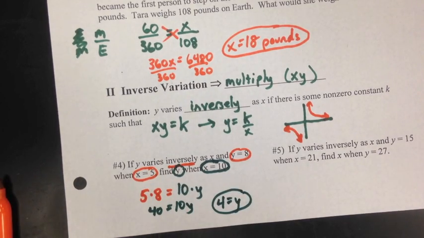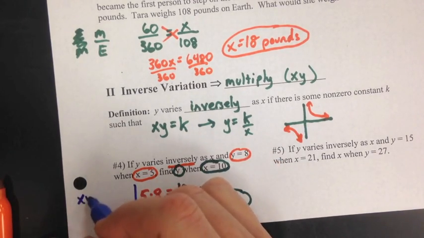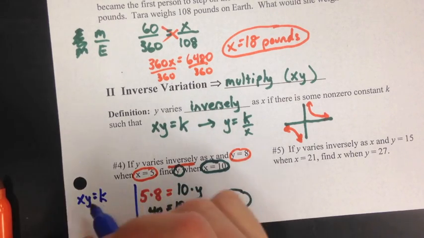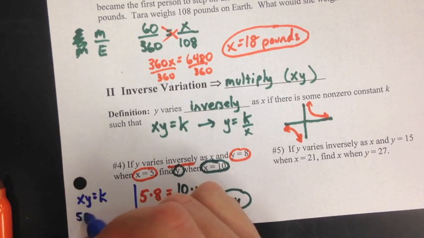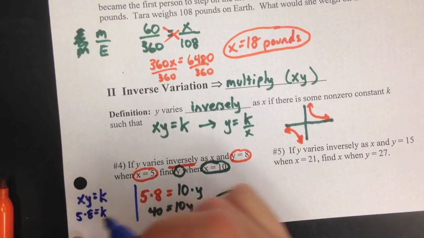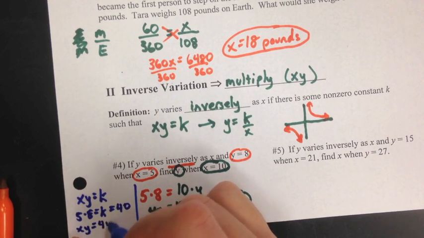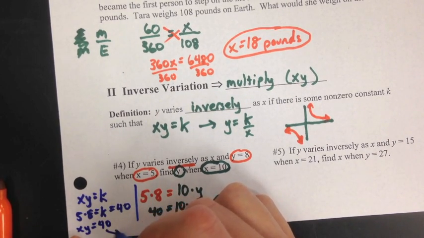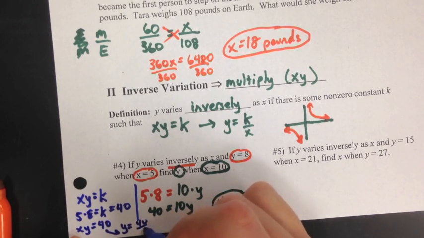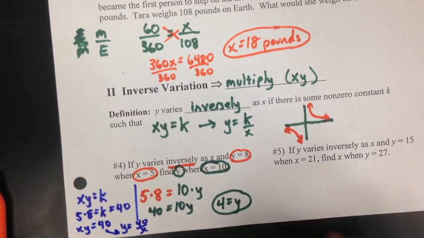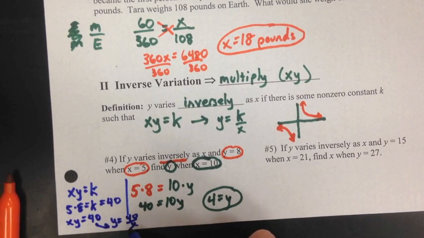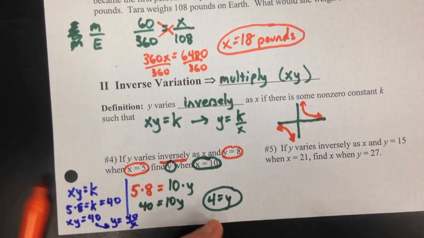If you wanted to write the equation, it is x times y equals k. So if I had done 5 times 8, the constant would be 40. So the equation would be xy equals 40, or I could then divide by x and we get 40 divided by x. That would be the equation. Okay, again, we're just solving it, but if you wanted to graph it, this is what you would be graphing. Take the constant of variation, which is 40, and then you can write it this way. All right, let's do number 5.